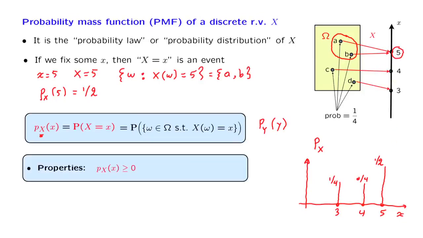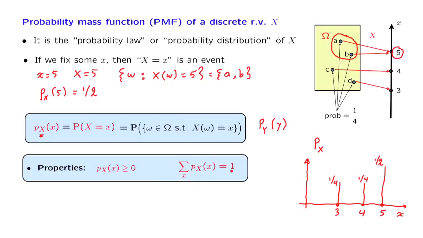A few more things to notice. The probability mass function is always non-negative, since we're talking about probabilities, and probabilities are always non-negative. In addition, since the total probability of all outcomes is equal to 1, the probabilities of the different possible values of the random variable should also add to 1. So when you add over all possible values of little x, the sum of the associated probabilities should be equal to 1.